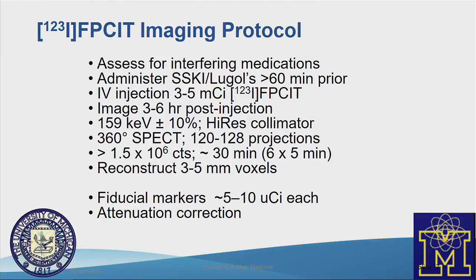So what we usually do is, without attenuation correction, reconstruct each of these 5-minute intervals, and we observe whether there's motion between them, and we will throw out the frames that don't align with the majority of them. To make this even easier, we employ fiducial markers, so we put about a 5 to 10 microcurie dose on a piece of filter paper and place it on the zygoma on each side.